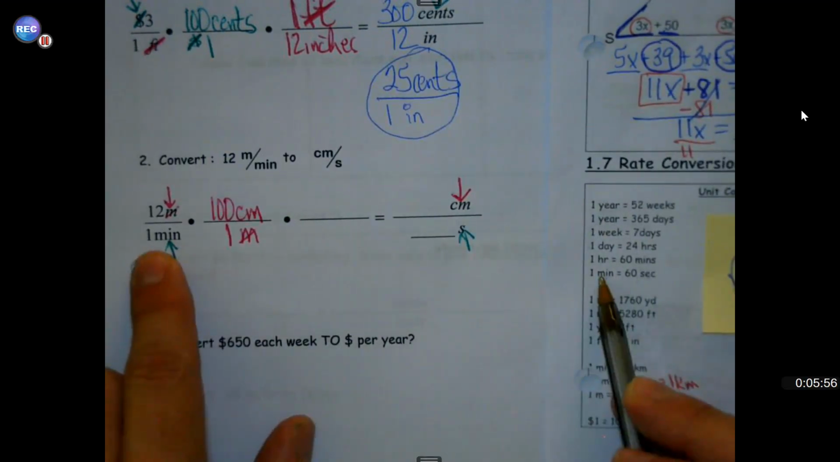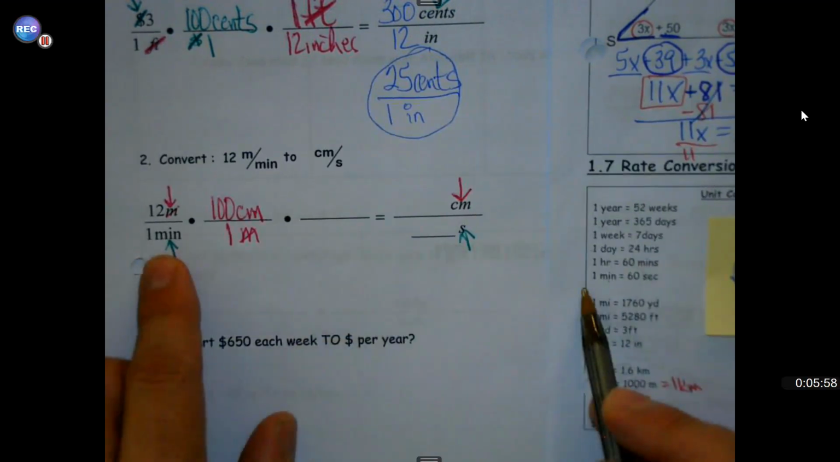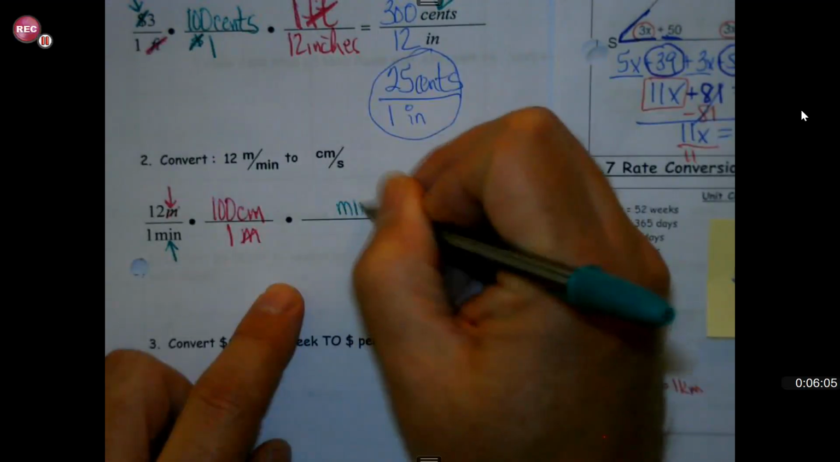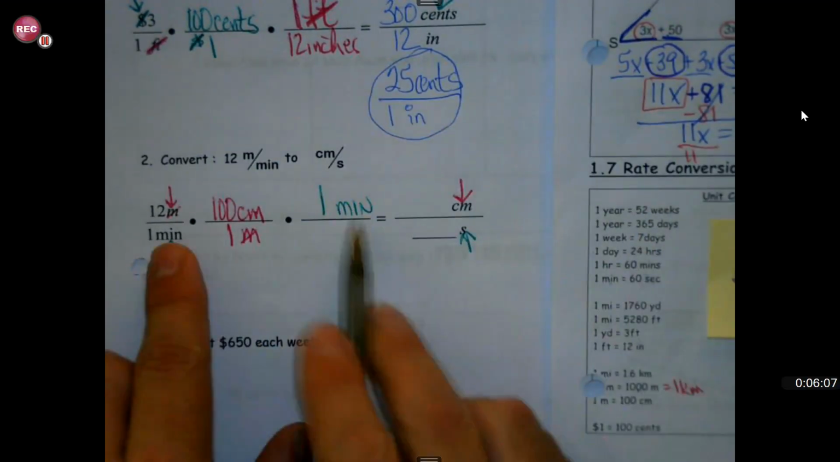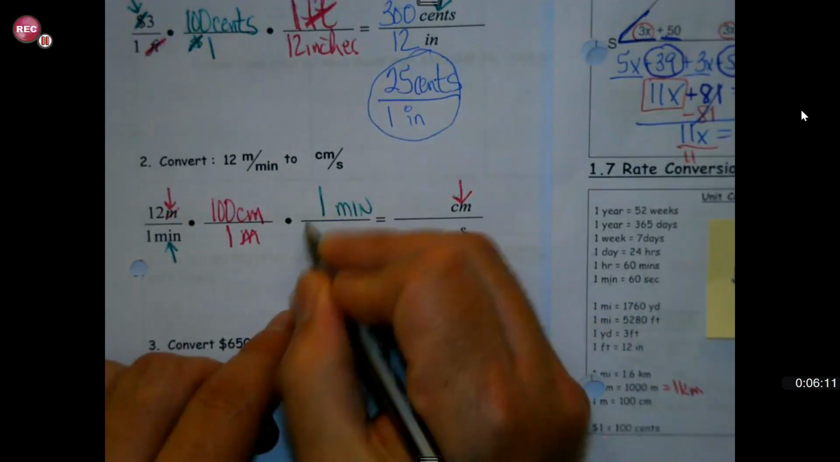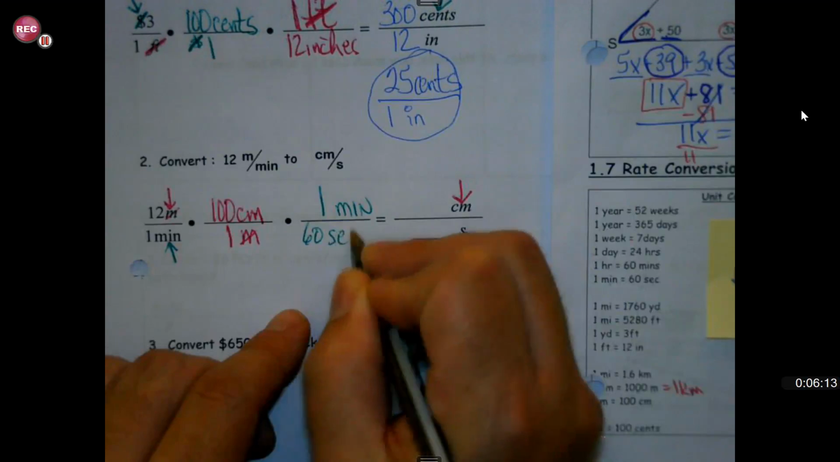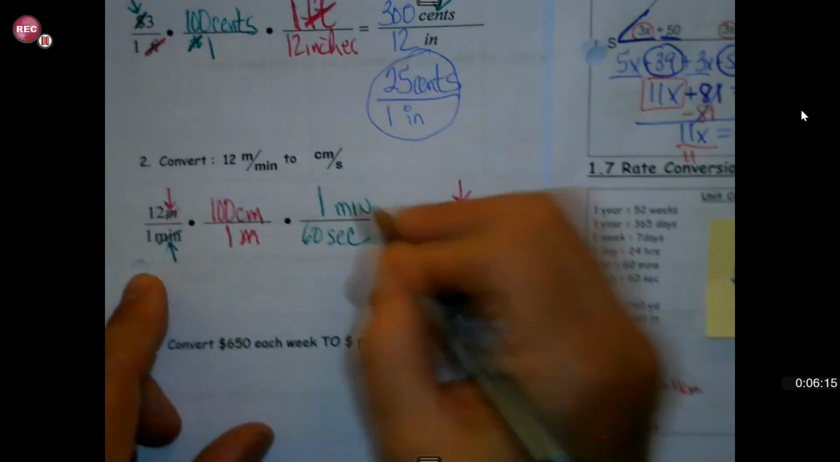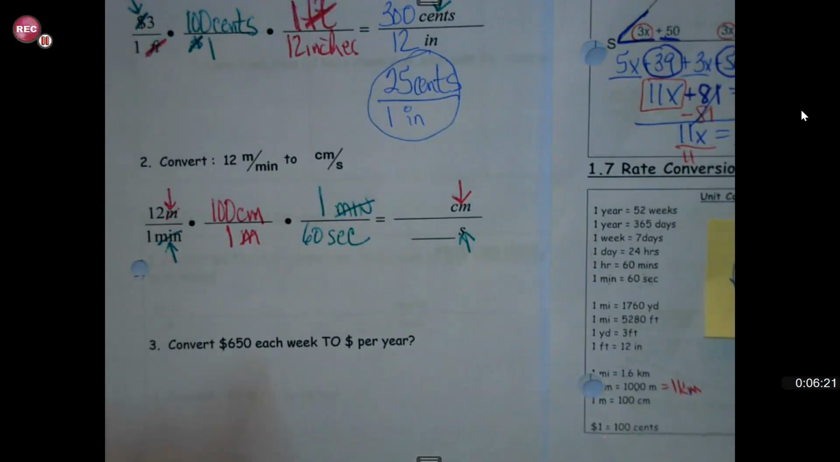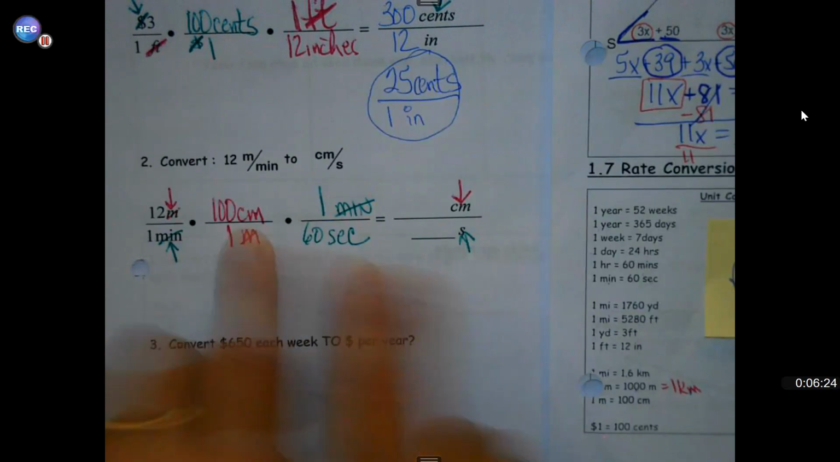So 1 minute, this gets me to seconds. Again, my 1 minute is on the bottom here. So I put this one up top because I want them to cancel. And 1 minute is 60 seconds. And those cancel. The only measurements I have left are centimeters and seconds, which is what I want.